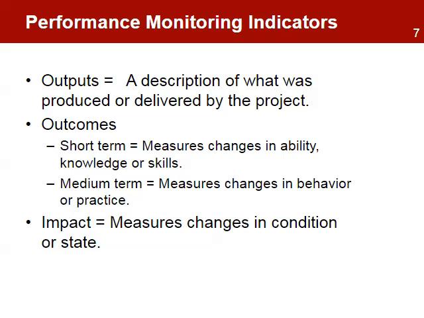Performance indicators deal with the actual results the project is achieving: outputs, outcomes, and impact. Output indicators are a description of what was produced or delivered by the project. Short-term outcome indicators measure changes in ability, knowledge, or skills. Medium-term outcomes measure changes in behavior or practice. Impact indicators measure changes in conditions or state in a given population.